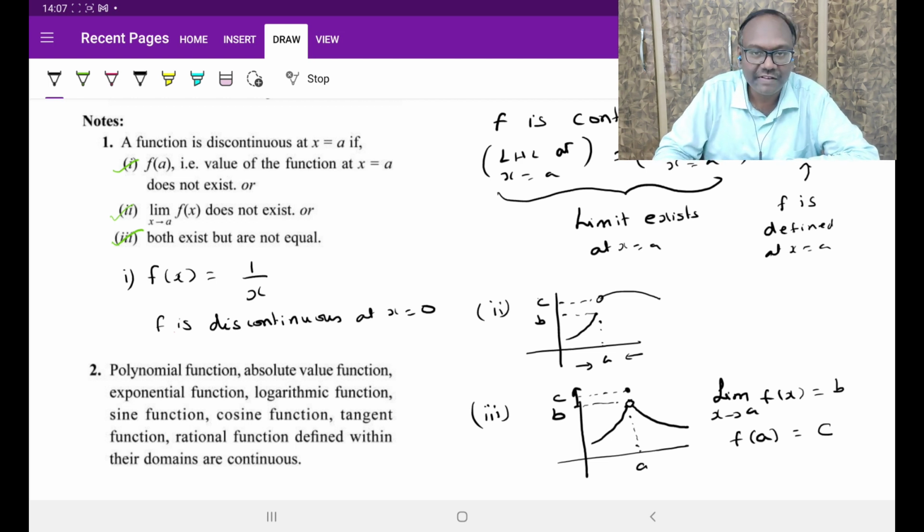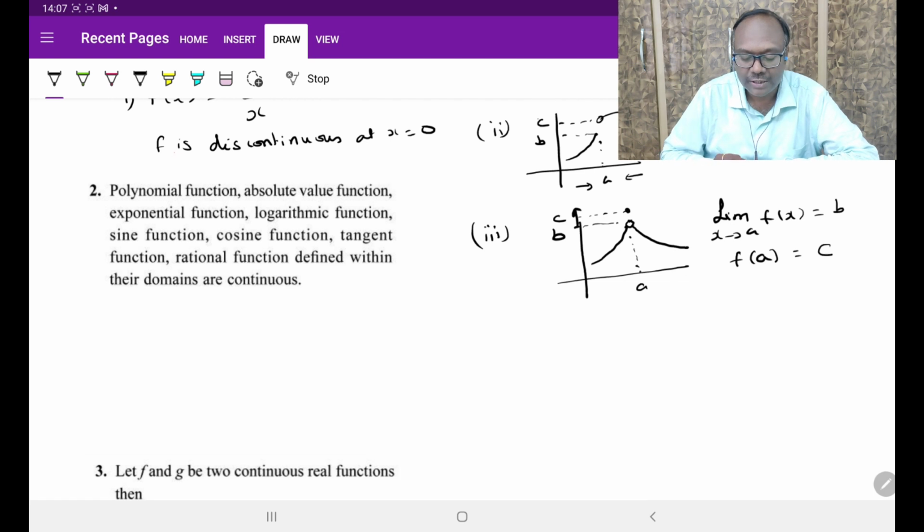So these 3 points are very, very important. The first point is, if f of a is not defined, then the function is discontinuous. Then the function is also discontinuous if limit x tends to a of f of x does not exist, which means the left hand limit is not equal to the right hand limit. The third case could be both exist but are not equal.